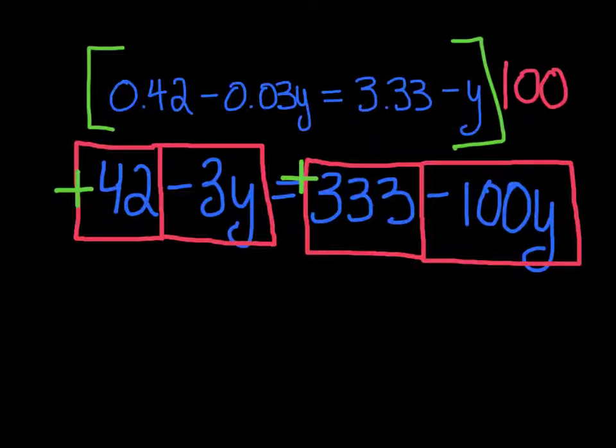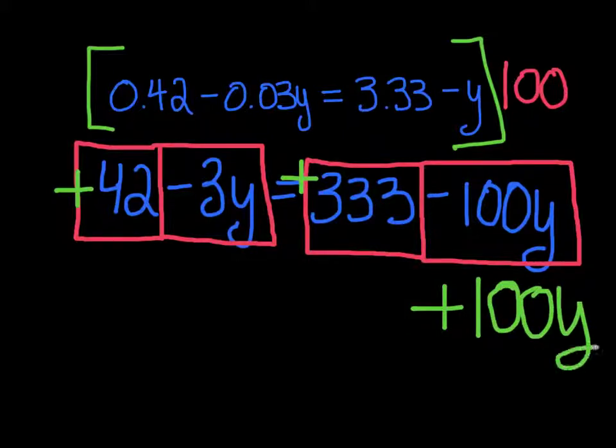To accomplish this, I'm going to look at my 100y and pay very close attention to the symbol in front of it. I see subtraction. So I'm going to perform the opposite or inverse operation, that is addition, to both sides of the equation. I will add 100y to both the right side and the left side of the equation.